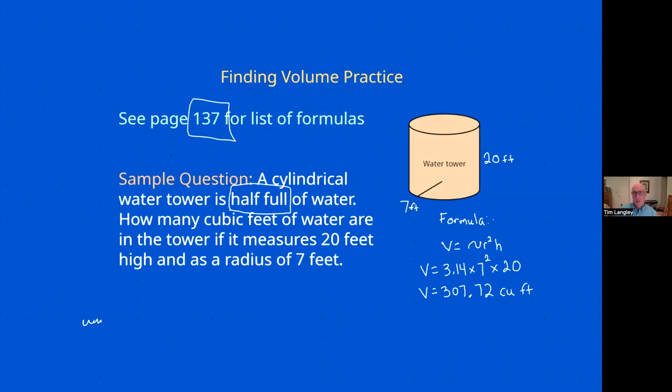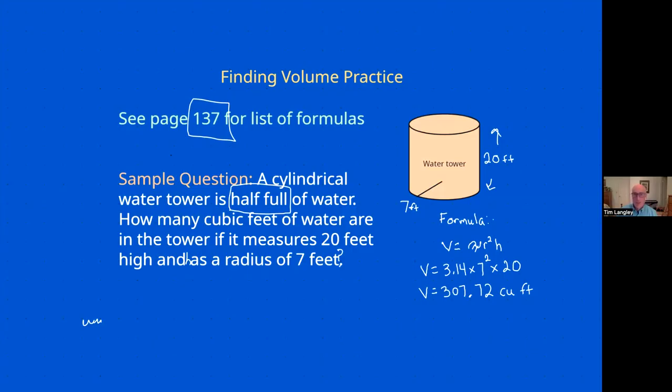So there's our tower, 20 feet tall from the top to the bottom here, and it's got a 7 foot radius. And again, the radius is the distance to the middle. I've modeled this for you. Take your formula, which you'll see on page 137, for the volume of a cylinder. It's pi r squared h, which is 3.14 times what's my radius? 7. So 7 squared times the height, which is 20. And that's 307.72 cubic feet. And remember, 7 squared is 7 times 7, which is 49.